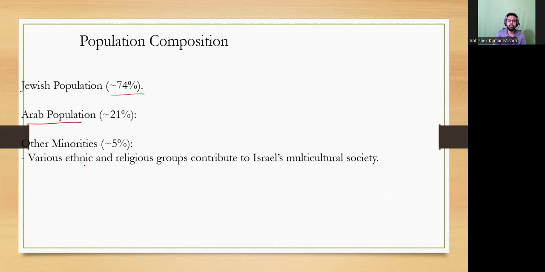Talking about the other minorities, there are 5% of other minorities as well. So in other words, there is a multicultural society in the case of Israel, and the constitution of Israel theoretically gives equal rights to all its citizens, whether they are Jews, Arab population, or any minority.